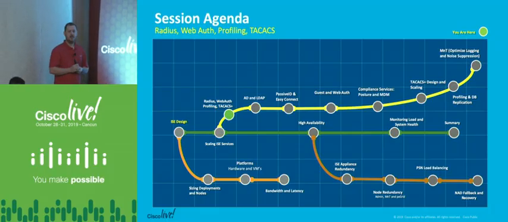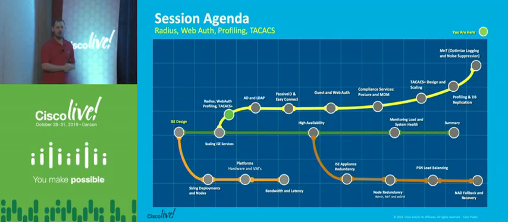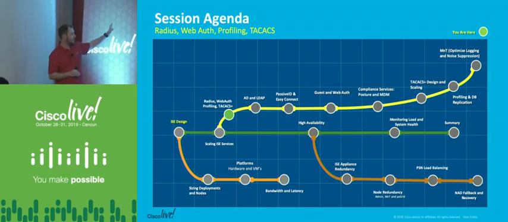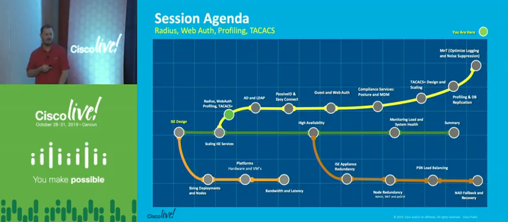Now let's jump into scaling ISE a little bit better and look at, we'll start with RADIUS and we'll move down our subway map all the way over to optimizing M&T.